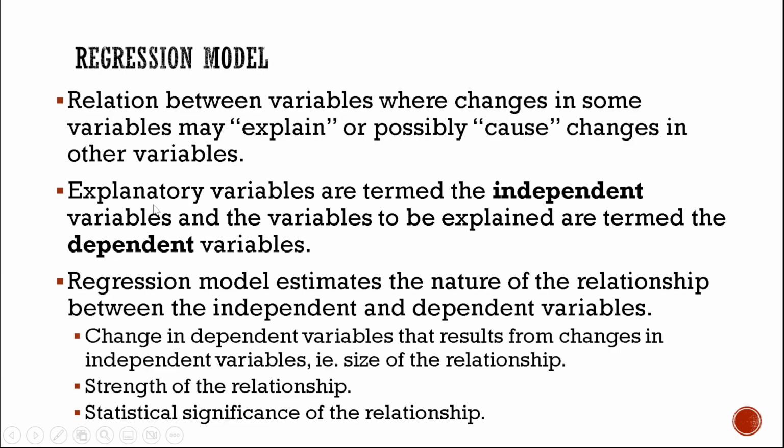They are explanatory because when you look at it, you would simply assess that the value is fixed. And the variable to be explained is termed the dependent variable, meaning these variables have other variables to consider before a certain value might be derived. So a regression model estimates the nature of the relationship between the independent and dependent variables. The change in dependent variables that results from changes in independent variables is the size of the relationship. Then there is the strength of the relationship and the statistical significance of the relationship, which is most of the time considered the cause of the changes of the variable.